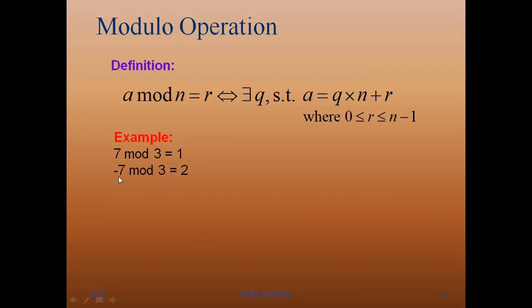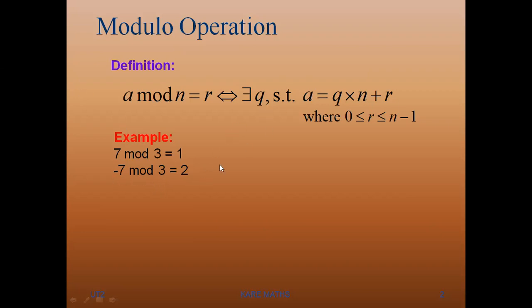Same thing, minus 7 mod 3 equals 2. Here I have a negative number, minus 7. So we have to choose the q value properly. At the same time, we have to remember that r must be greater than or equal to 0. So r cannot be negative. So minus 7 mod 3 equals 2.